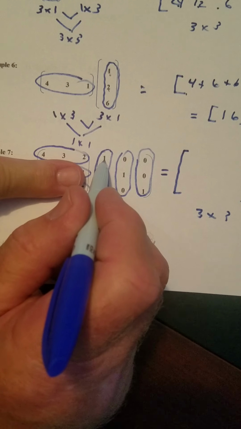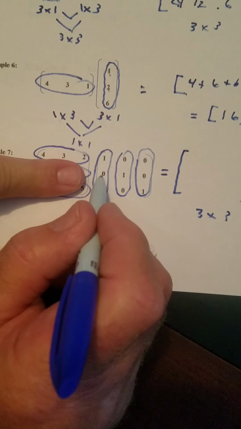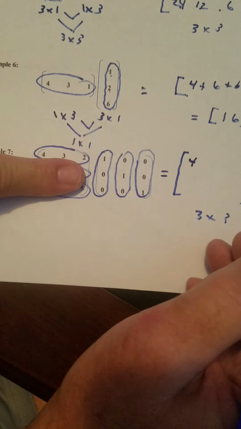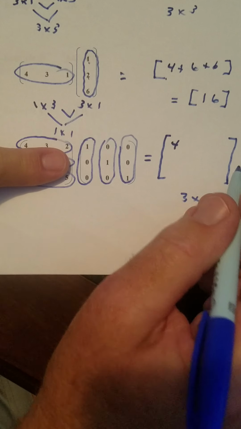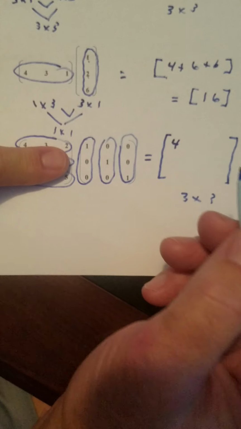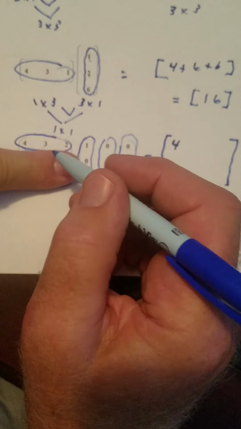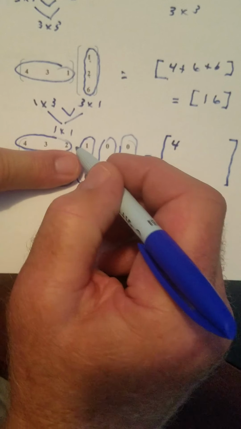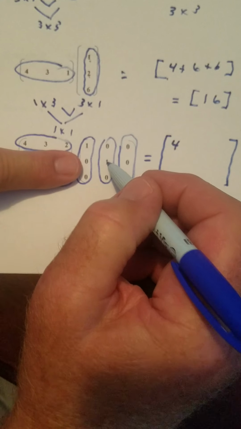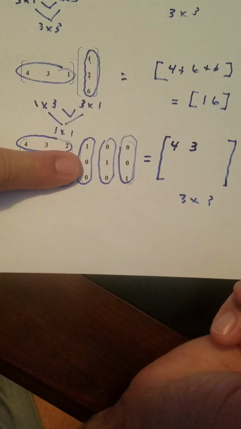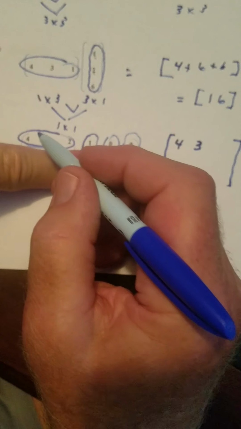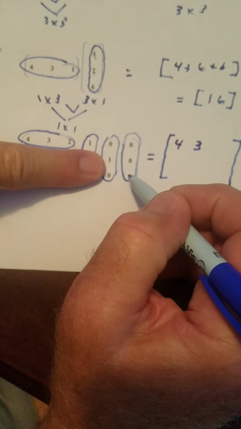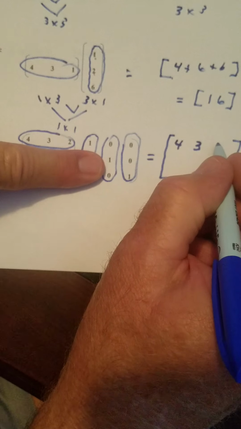I'm going to take 4 times 1 is 4, 3 times 0 is 0, 2 times 0 is 0. So that's 4 plus 0 plus 0. My first number is a 4. I'm kind of jumping a little quicker here because I got so many zeros. We do a lot of this in our head. First row, second column is 4 times 0, which is 0, 3 times 1, which is 3, and 2 times 0, which is 0. So I got 0, 3, and 0. That adds up to 3. And then first row, third column, 4 times 0 is 0, 3 times 0 is 0, and 2 times 1 is 2. So it's 0 plus 0 plus 2 is 2.